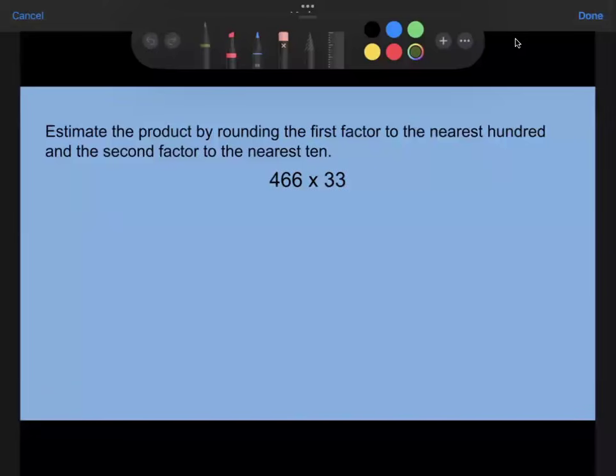Okay, here's our next one. We're going to estimate the product by rounding the first factor to the nearest 100 and the second factor to the nearest 10. So the first factor is 466 and the second factor is 33. So the first factor is to the nearest 100, so I'm going to underline the number in the hundreds place. And the second factor is to the nearest 10, so I'm going to underline the digit in the tens place.